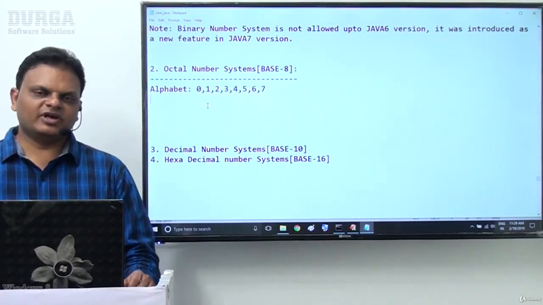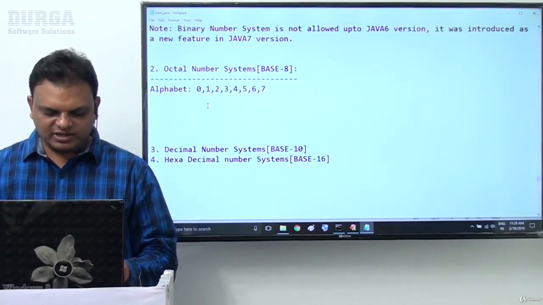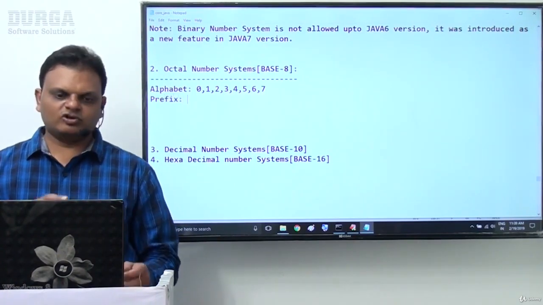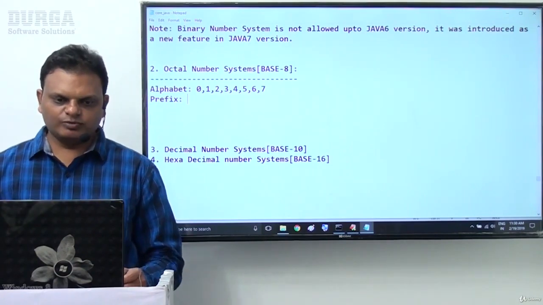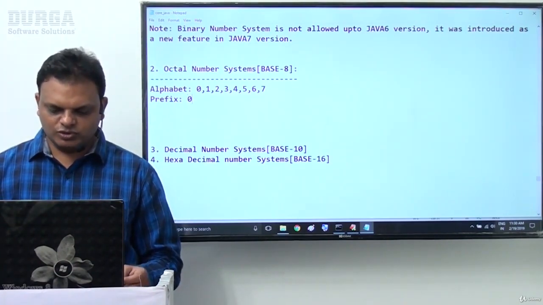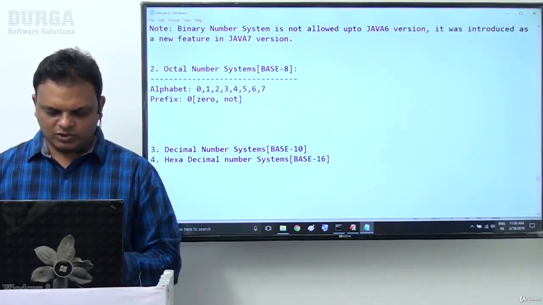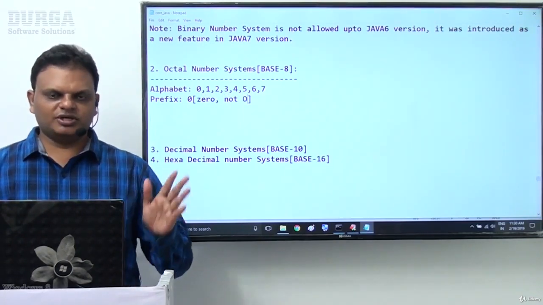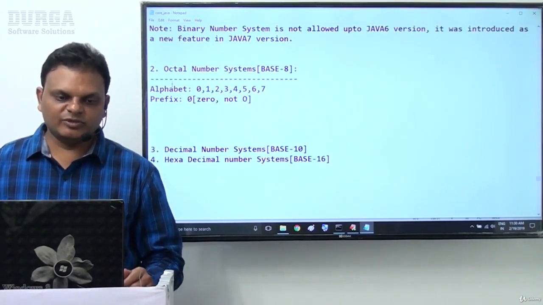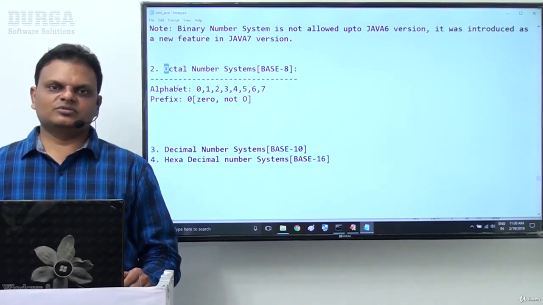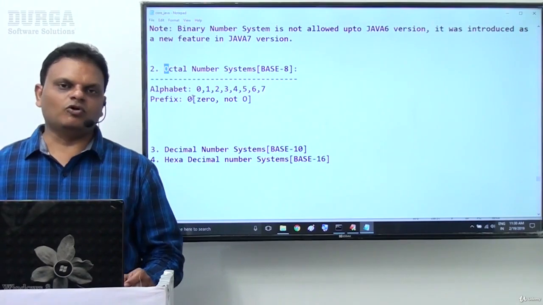Okay, good. We can prepare numbers by using 0 to 7. That's fine. But is any prefix available? Any prefix we have to provide to represent this number as an octal number. Yes, exactly. Here we have to provide the prefix 0. This is exactly 0. Don't think it is the letter O. Not O. This is 0. It is not O. Please remember it. People may miscalculate this. They think that since octal starts with O, the prefix is O.